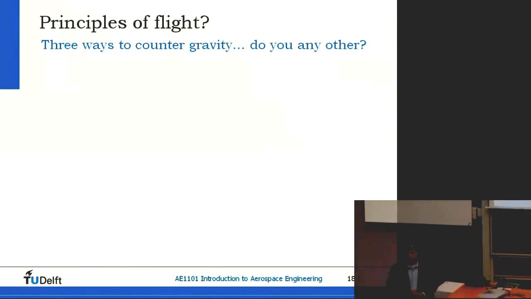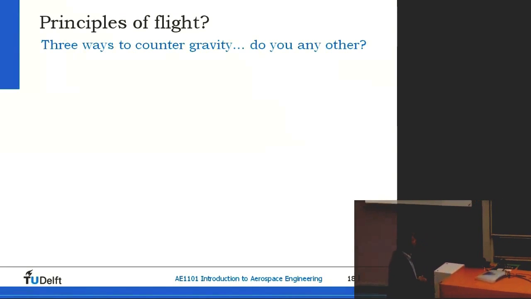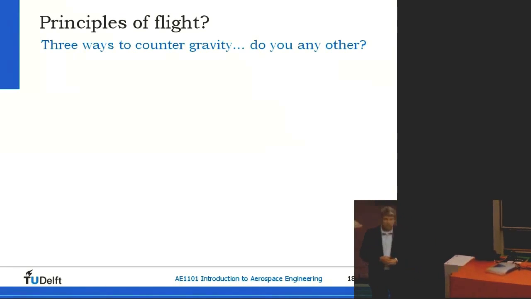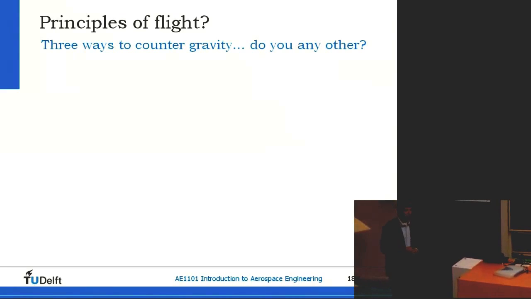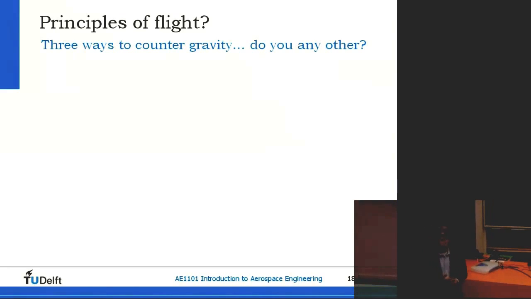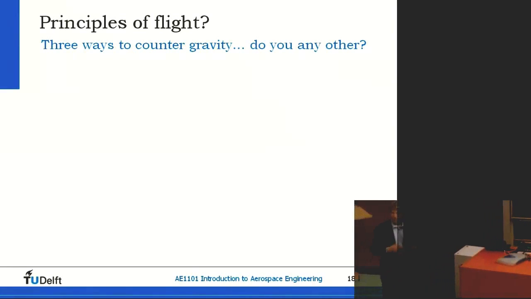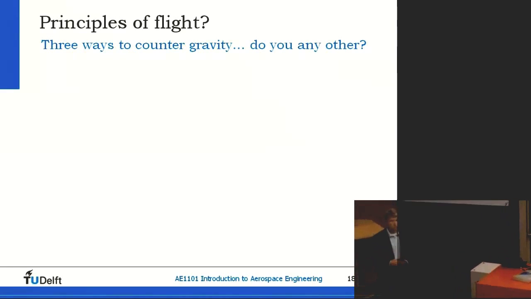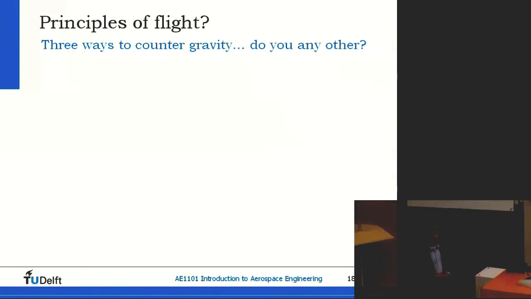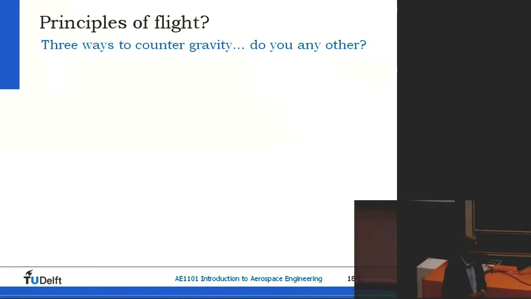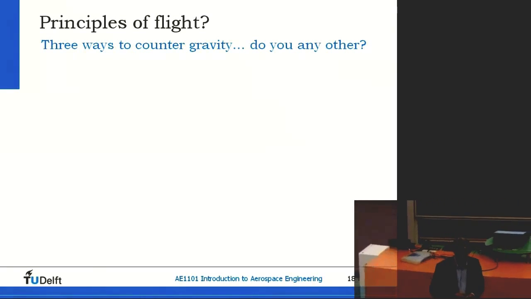But still, there are many ways to fly. In general, there are sort of 3 principles to counter gravity. Any ideas? How can you counter gravity? Buoyancy, right? Being lighter than air. A balloon with helium or hot air. 2 other principles. Lift. Yeah, lift is the result, but how do we generate it?